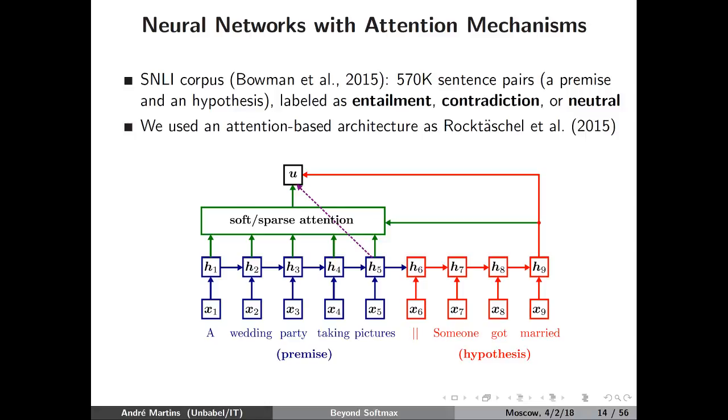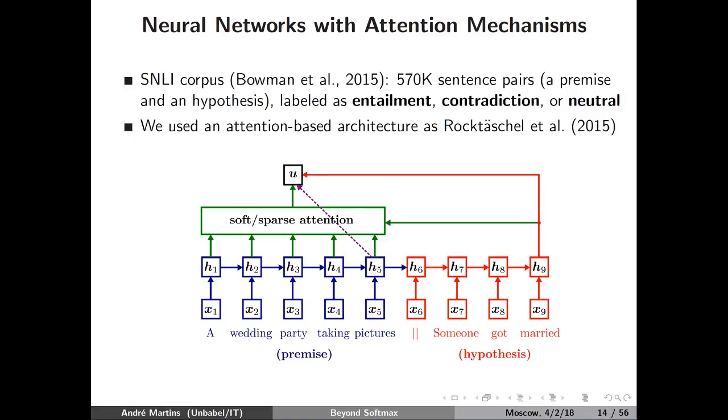And then there are 3 possible labels. There could be an entailment, so the premise can entail the hypothesis, which is actually the correct label here. There could be a contradiction if the 2 things are contradicting each other, or it could be neutral if you cannot conclude anything, if they are not related. To do this, there have been several models that have been tried. We took as our baseline a model developed at DeepMind by Tim Rocktäschel and others, which is using an attention-based architecture.